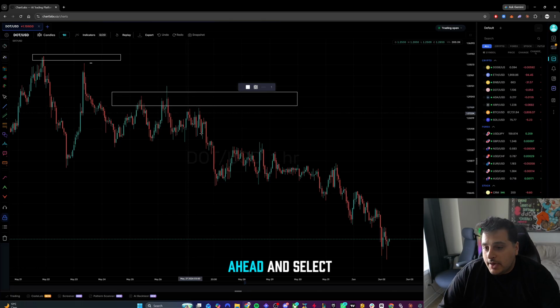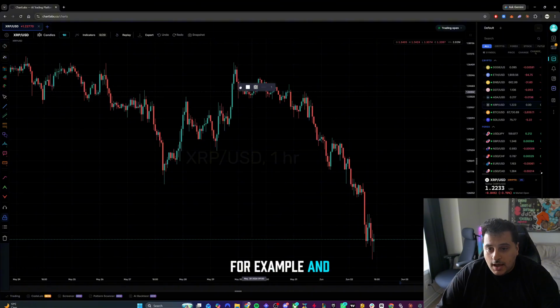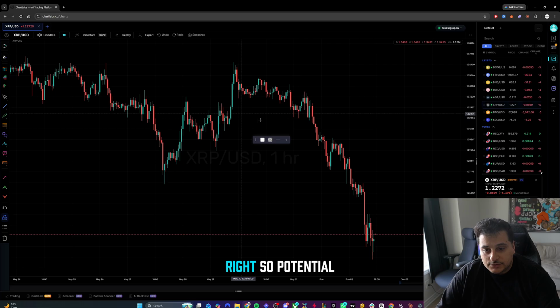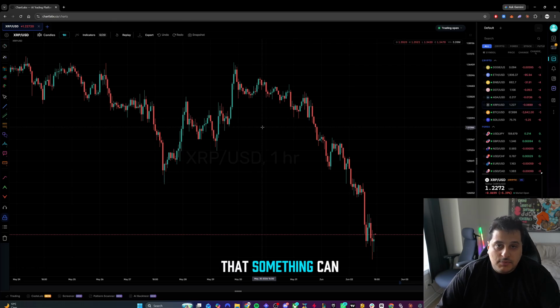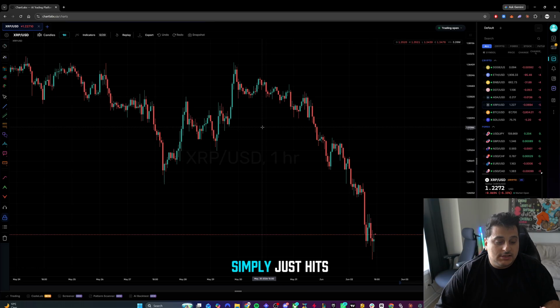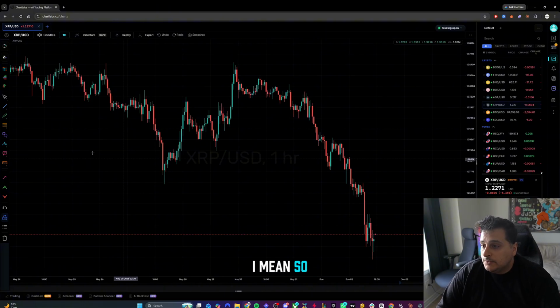So let's go ahead and select a different chart here. Let's go XRP, for example. And while we're here, we're just going to draw out the support and resistance lines, right? So potential key levels where we think that something can happen at that level. Either the price retests it, breaks, then retests, or the price just hits it, then falls back down, or hits it, then goes back up. You know what I mean? So let's take a look.